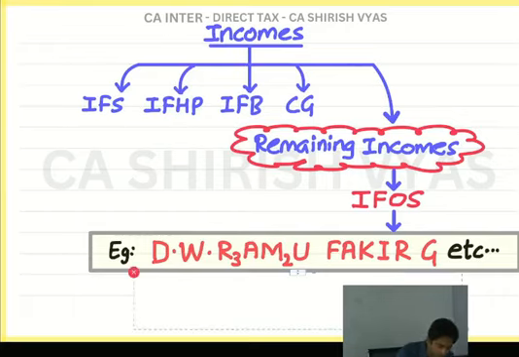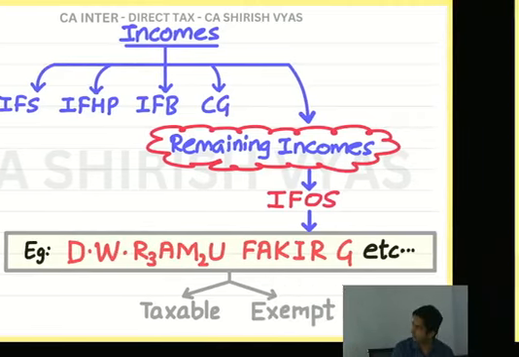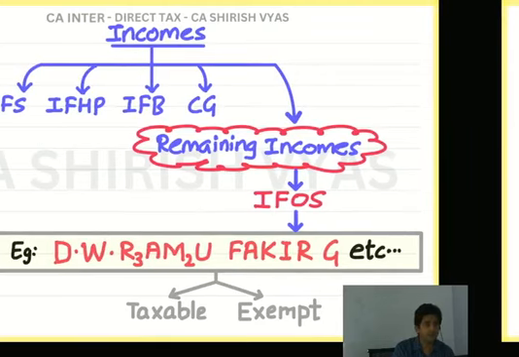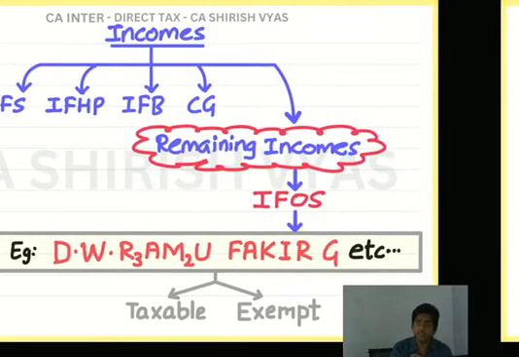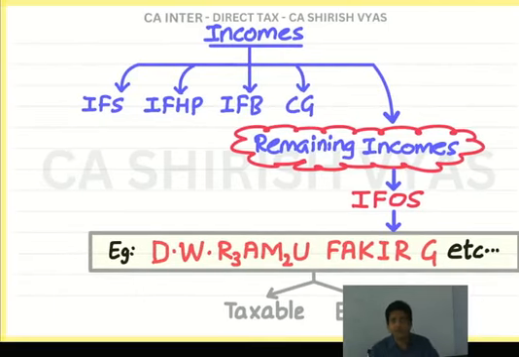Look here, I have written: taxable or exempt. For each income you have to study taxable, exempt, taxable, exempt. This is the language of taxation. What is the language of accounts? Debit, credit, debit, credit. What is the language of maths? Plus, minus, multiply, divide. And what is tax language? Taxable or exempt, taxable or exempt.